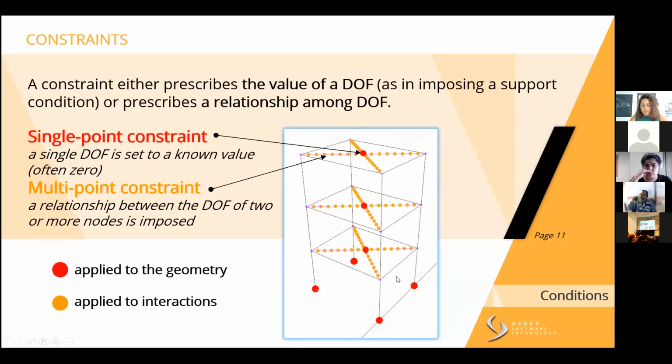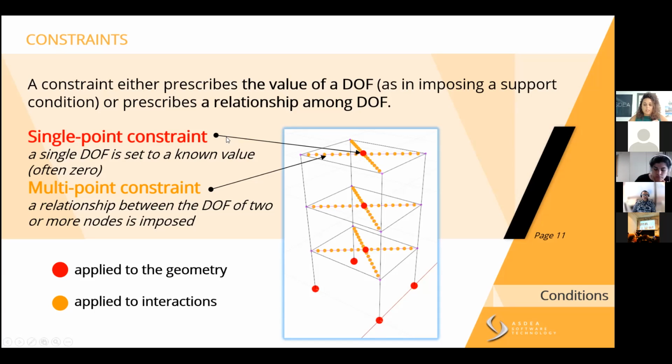So, as I said at the beginning, there are three types of conditions: constraints, loads, and masses. Constraints prescribe the value of degrees of freedom, as imposing a condition on it, for example, a support or a prescribed displacement, or they prescribe a relationship among different degrees of freedom. So there are two types of constraints: single point constraints or multi-point constraints.